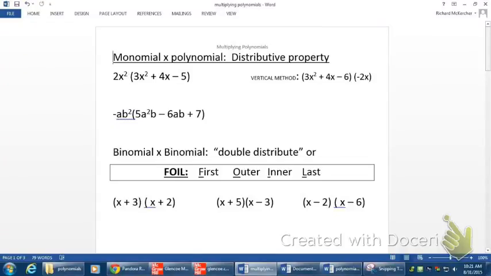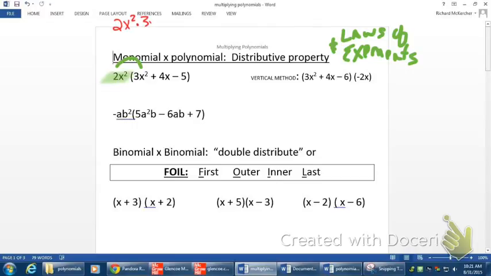Okay, Math 1, here we go. We're looking at multiplying polynomials today, okay? You've done a lot of this last year. When you did it, you just didn't realize you were doing polynomials. You just thought you were using the distributive property. So that's really all we're going to do: we're going to use the distributive property and the laws of exponents all at the same time.